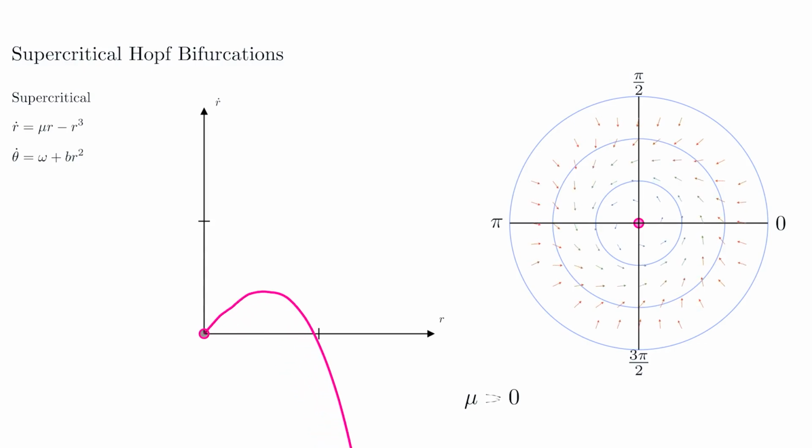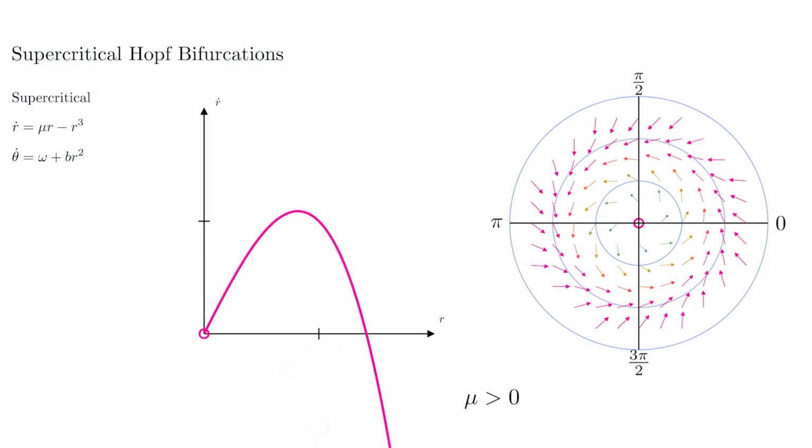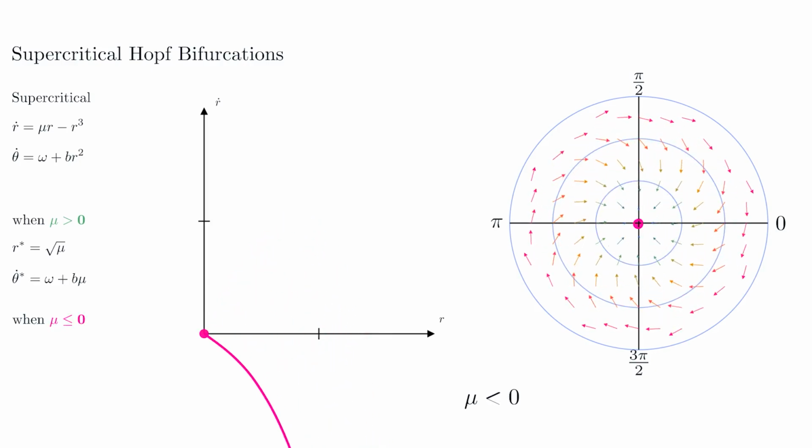And finally, for mu positive, now our function r dot starts off with a positive slope. And so if I look at the fixed points, there's now an unstable fixed point at the origin, and a stable circular orbit at r star equals square root of mu, where theta dot star is increasing as omega plus b mu. Whereas in this range, r star was equal to 0, we see that as the control parameter changes from negative to positive, there is a continuous change in the location of the fixed point from 0 to a non-zero value of the radius.